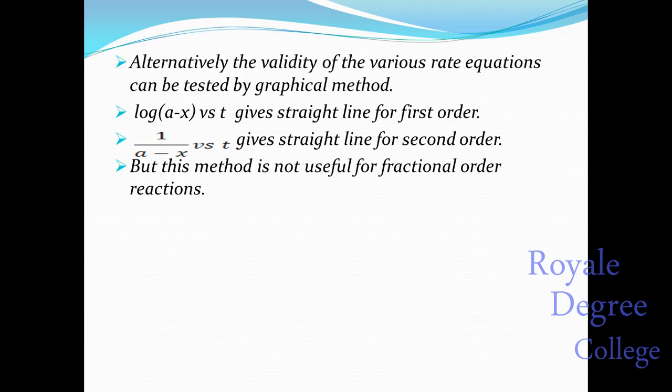Alternatively, the validity of the various rate equations can be tested by graphical method. First one is log (a minus x) versus time. It will give a straight line for a first order reaction. 1 by (a minus x) versus time will give a straight line for second order. But this method is not useful for fractional order reactions.